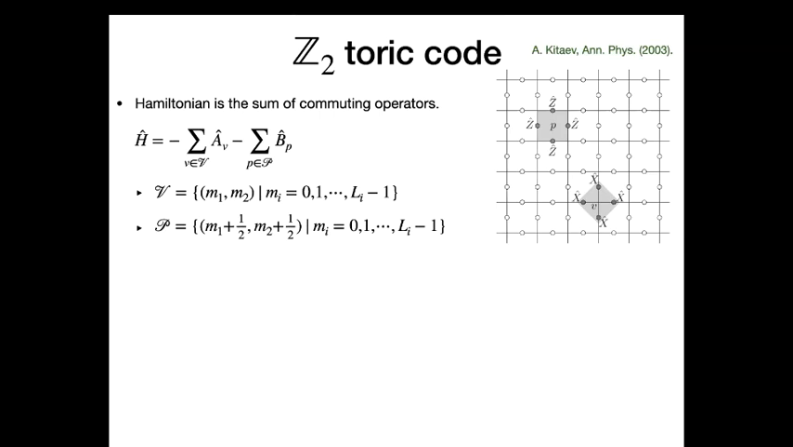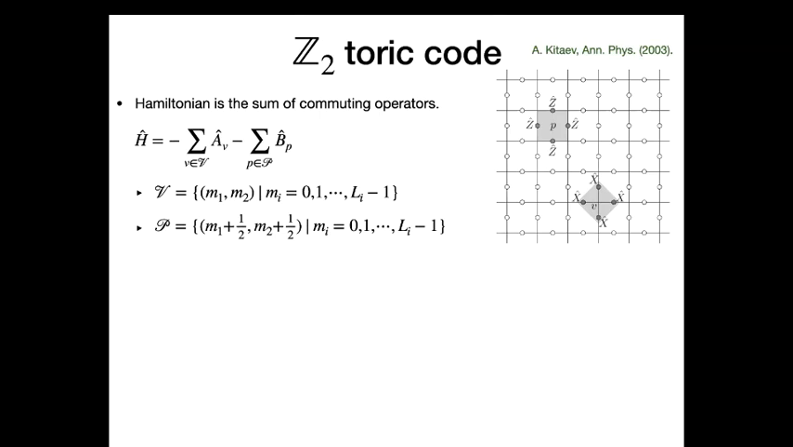It is given by a sum of two terms. Each term has a sub-index V and P. It means this model is defined on a square lattice, and spins are sitting on each link. By plaquette, I mean this square, and this plaquette term contains these four spins. And the vertex term contains these four spins. So for each vertex, I have a product of X operators, that is my A term. For each plaquette, I have a product of Z operators on these four spins, that is my B term.